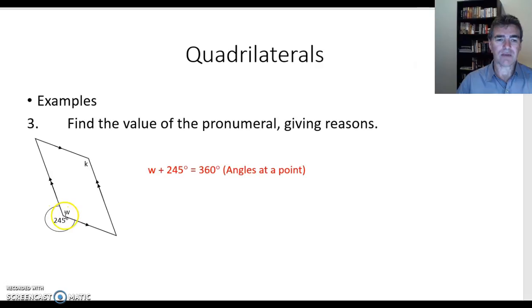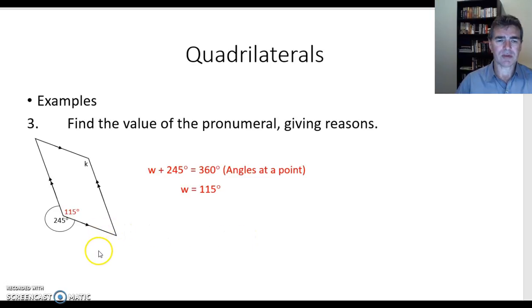There's only 2 angles, but they share the same vertex there. And all together, they make a whole revolution. So angles at a point. Now let's subtract 245 from both sides, and I find that that missing angle in there is 115 degrees. So let's make that replacement just to make things a little bit easier.